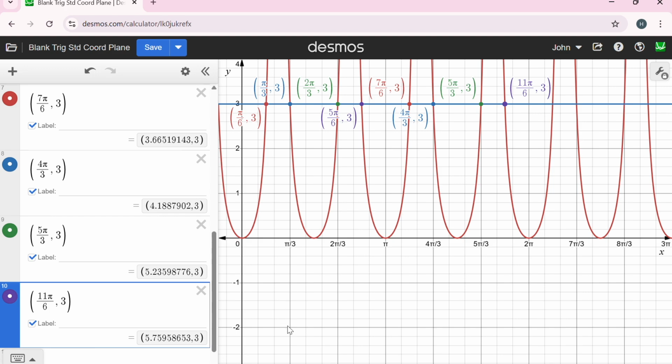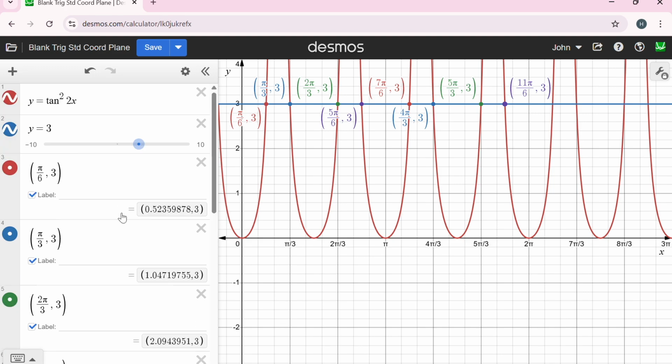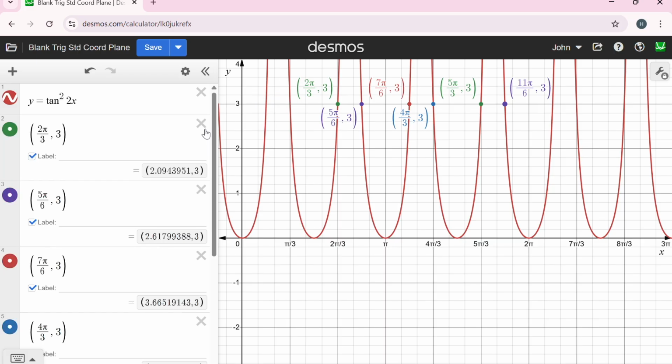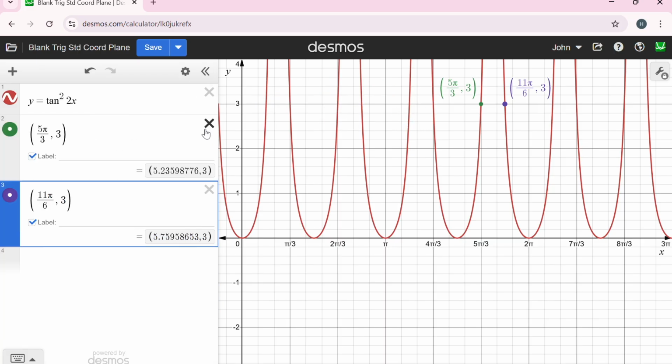Okay, so this is number 3, which is tangent squared of 2x. I have solutions of pi over 6, pi over 3, 2 pi over 3, 5 pi over 6, 7 pi over 6, 4 pi over 3, 5 pi over 3, and 11 pi over 6. Okay, and that checks out. Okay, next one, folks.